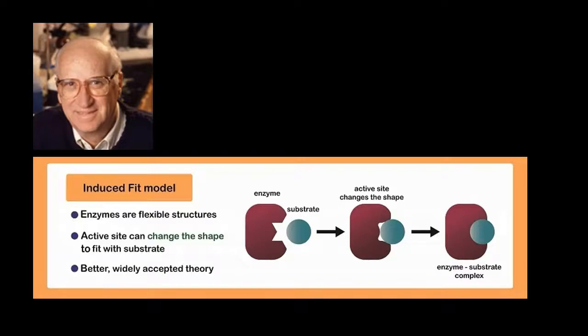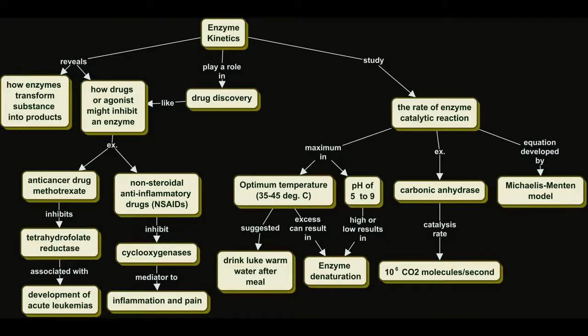So, enzyme kinetics. The word kinetics simply means movement or motion. So enzyme kinetics is the study of the rate of enzyme catalytic reaction. There is an equation that is developed for the enzyme catalytic reaction, and this is by the Michaelis-Menten model. So what is the equation about?